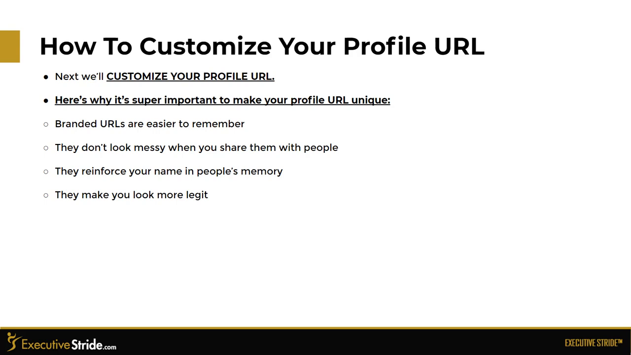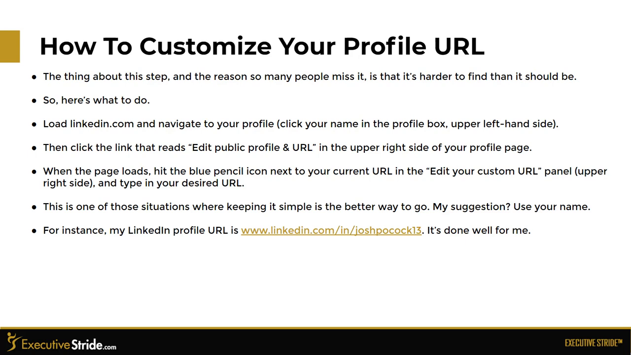The thing about this next step, and the reason why so many people miss it, is that it's harder to find than it should be. So here's what to do. Load LinkedIn.com, navigate to your profile, click your name in the profile box on the upper left-hand side, then click the link that reads Edit Public Profile and URL in the upper right side of your profile page. So basically, go to your profile page, then click Edit Public Profile and URL, and when that page loads, hit the blue pencil icon next to your current URL in the Edit Your Custom URL panel in the upper right-hand side, and then type in your desired URL.